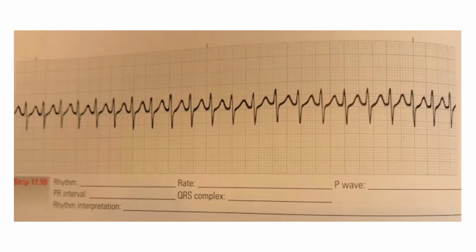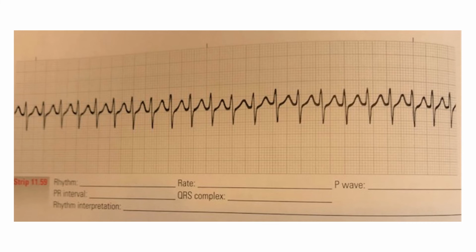On 11.59, this rhythm is regular. The heart rate is 188. The P waves, I don't see any, and you should not. They're hidden somewhere if they are, but at a heart rate of 188, most likely they are not coming from the SA node. So you cannot do a PR interval. Your QRS is normal. It is 0.06 to 0.08.